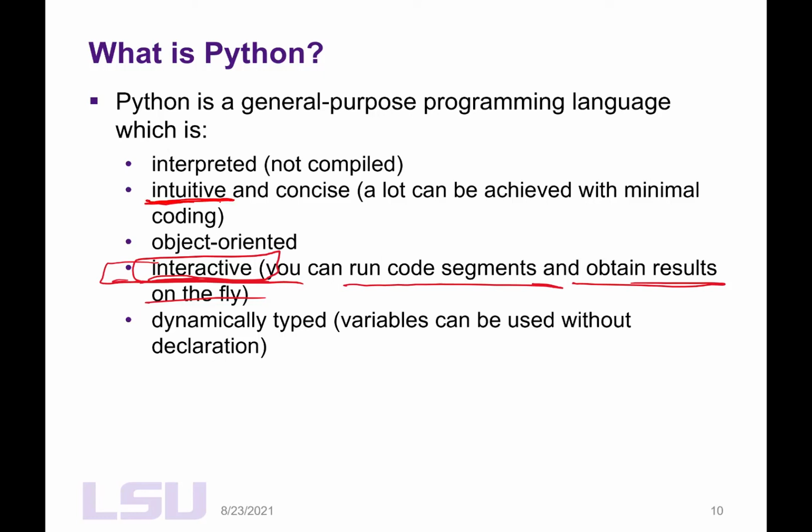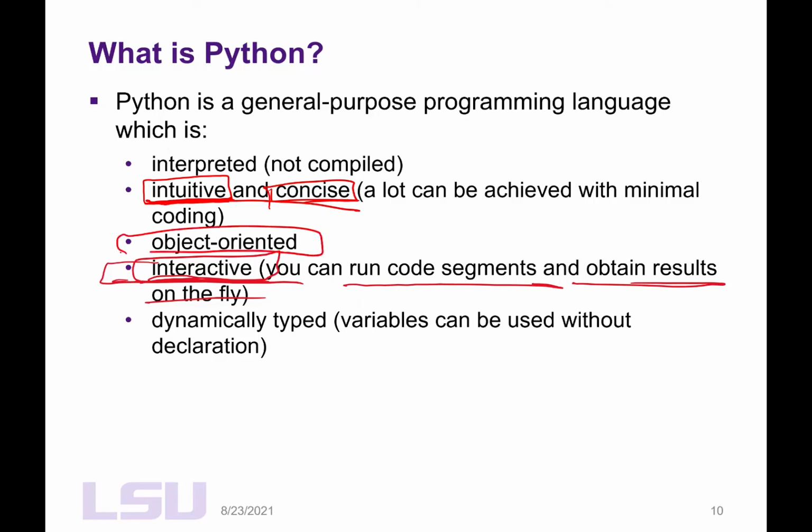Python is intuitive and concise. It's intuitive, meaning you can just look at the Python code and figure out what it does from the function names and the way it is structured. It's concise, meaning you can achieve a lot with just one short function call. One concise command does so much.